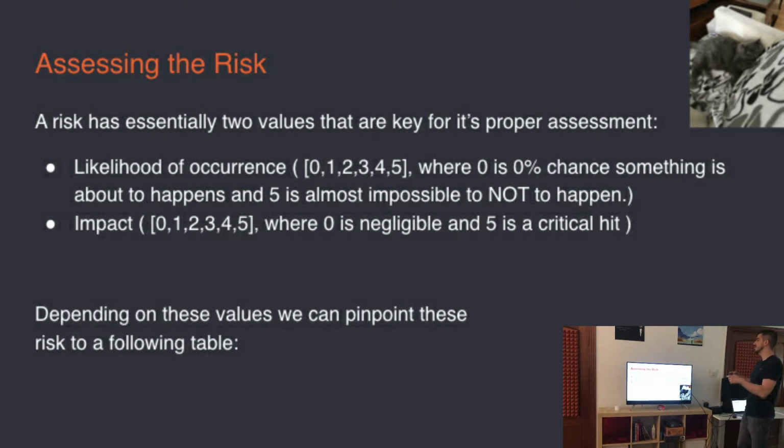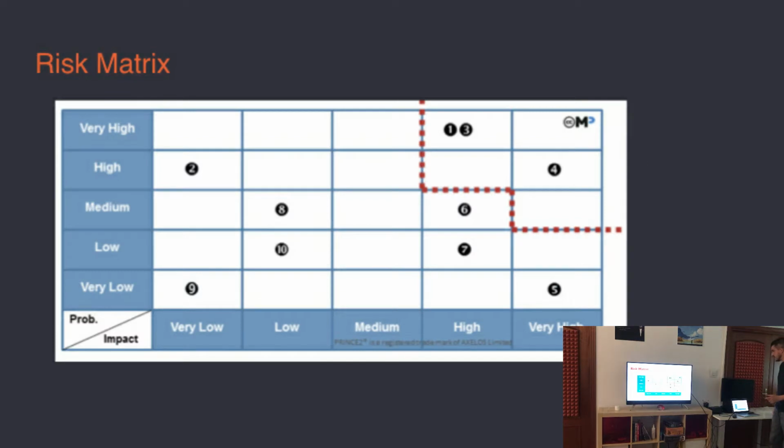And the impact, where 0 is negligible impact on the things, and 5 is something where we just go home because we can just close the business and that's it. Depending on these values, we can pinpoint these risks on the following table, so we know how big the problem is in comparison to other problems, right? So check out this risk matrix, which is also not invented by me, but by some very wise British people offshore, right? So you have two axes here. One is probability, the second one is impact. And as you can see, very low is 0, and very high is 5. Anything in between are the numbers in between.